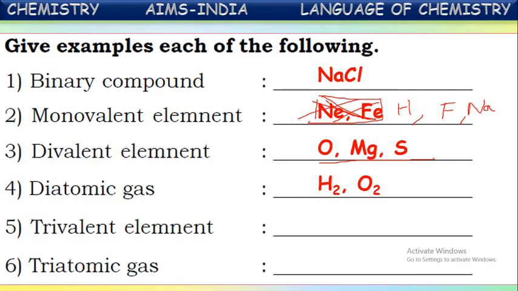Next, trivalent element. Trivalent element means element with valency 3. Any elements like that? Yes, there are some. Nitrogen, aluminium, these elements have valency 3. So these are called trivalent elements. Next, triatomic gases. Triatomic means the gases in which there are 3 atoms in each molecule. For example, ozone. In the molecule of ozone, there are 3 atoms of oxygen. So it is a triatomic gas.